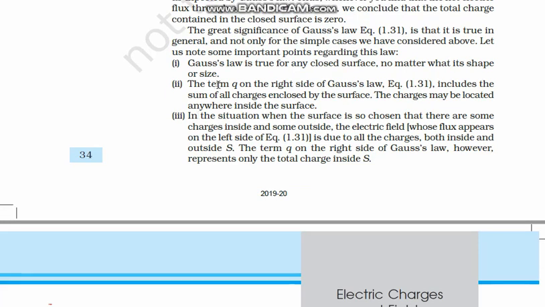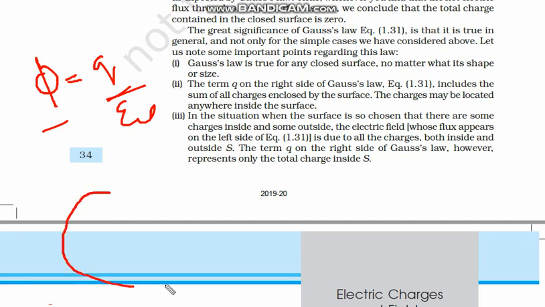The second thing is the term Q on the right side of the Gauss law. Remember, this is Gauss law: phi is equal to Q upon epsilon naught. This is the flux, and this is Q. The term Q on the right side of Gauss law includes the sum of all charges enclosed by the surface.